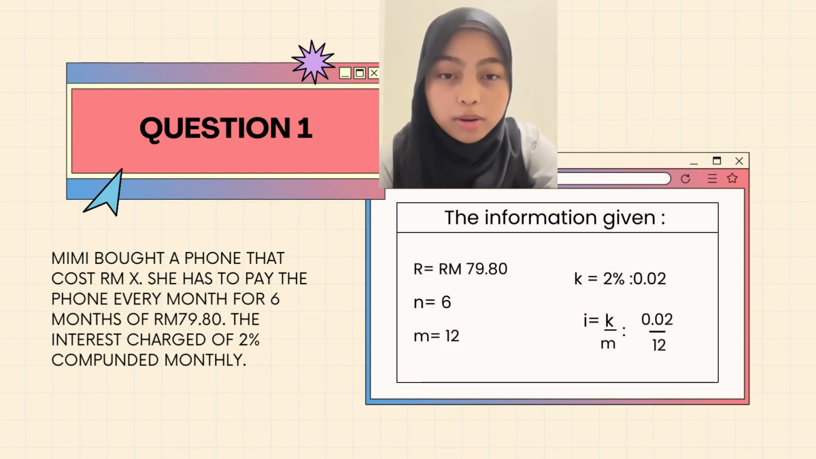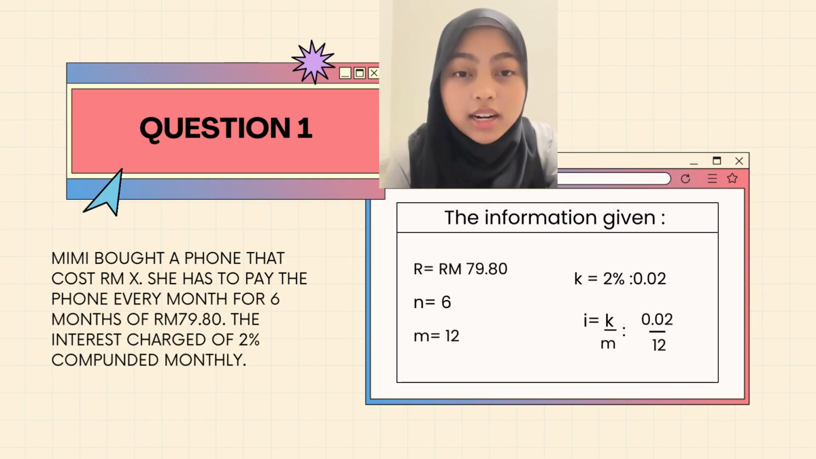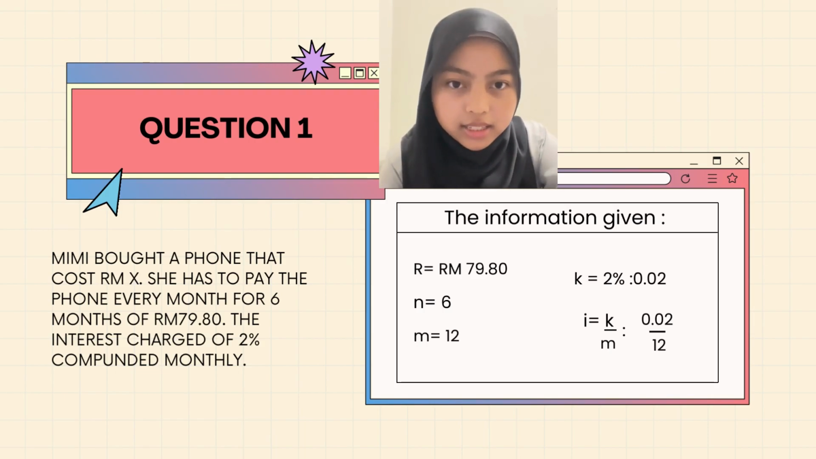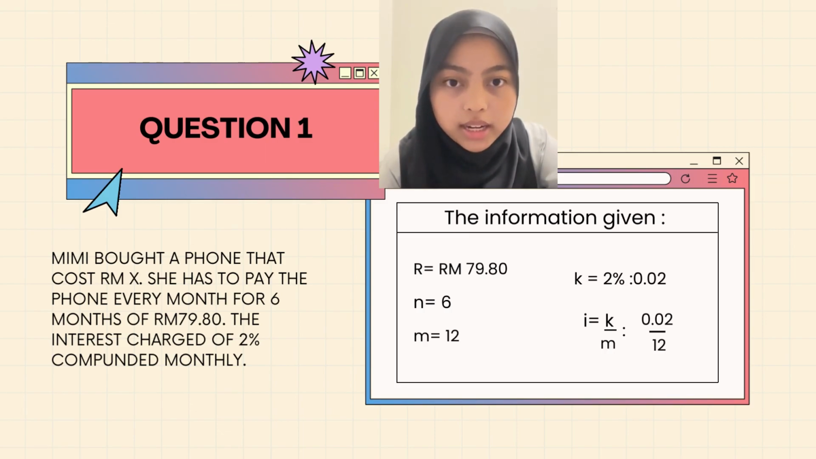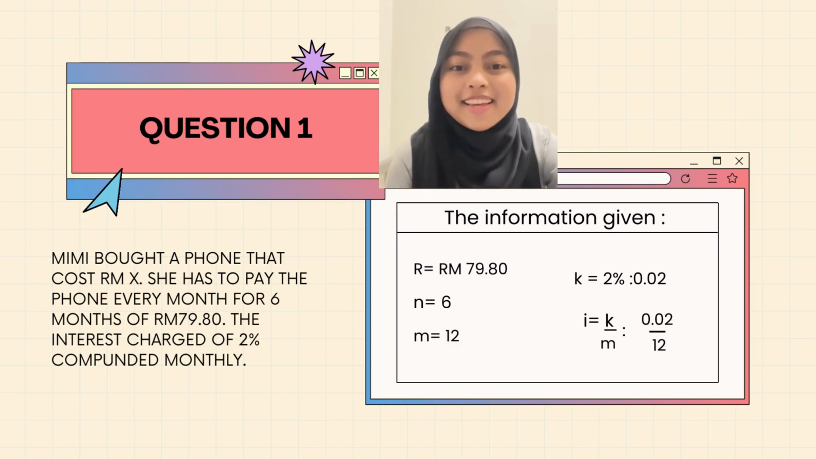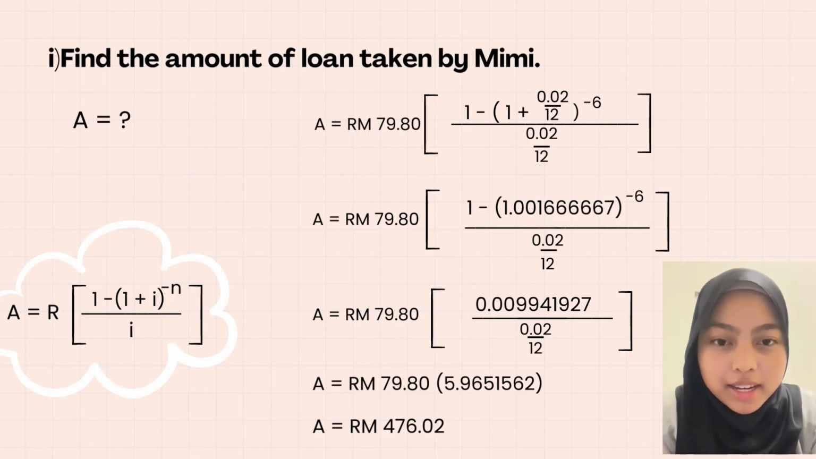So the information given from the question is, the first one is R, which is 79 ringgit 80 cents. N equals 6 because the question said that Mimi has to pay for the phone for 6 months, and M equals 12, which is compounded monthly. Next, K equals 2% divided by 100, which gives 0.02. And lastly, I, whose formula is K over M, is 0.02 over 12. So the first question is, find the amount of loan taken by Mimi, which means we need to find A.